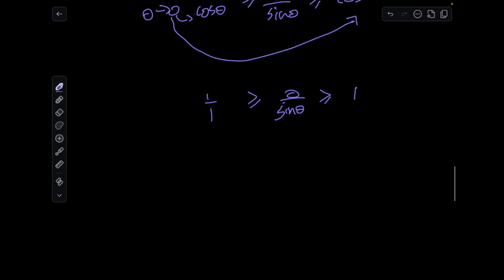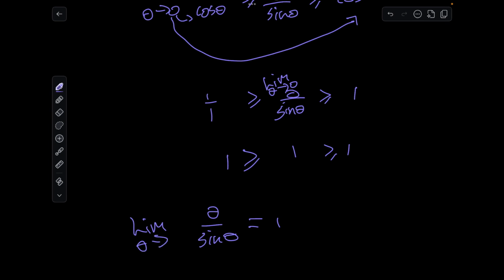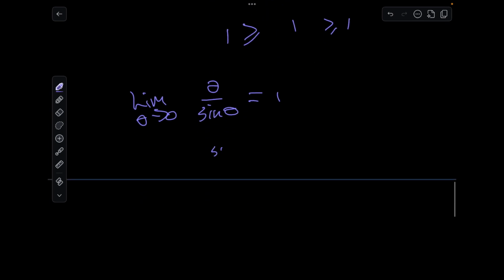So now tell me of a number which is less than 1 or greater than 1. It's 1. So we can say theta by sine theta is equal to 1. Of course, the limit here would stay the same. Theta goes to 0. So we can also just simply rephrase it as such or as this, and hence proved.